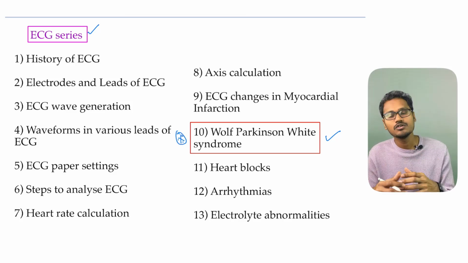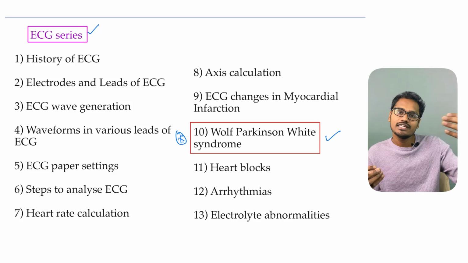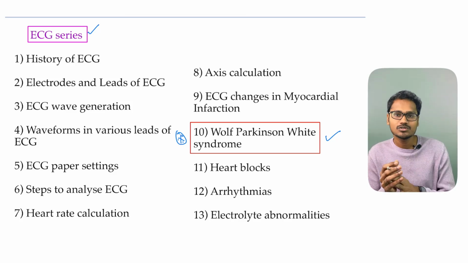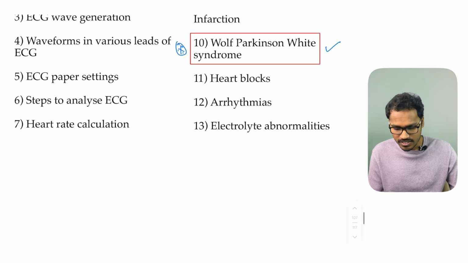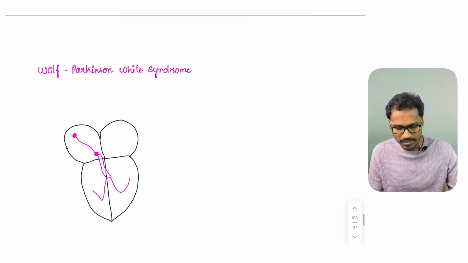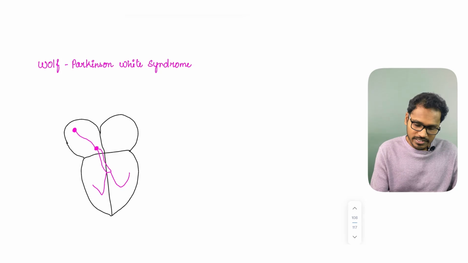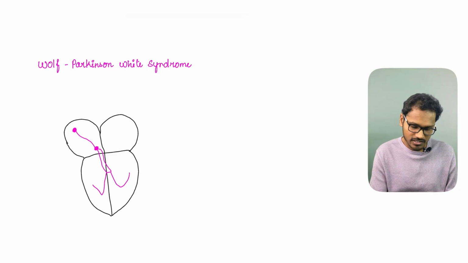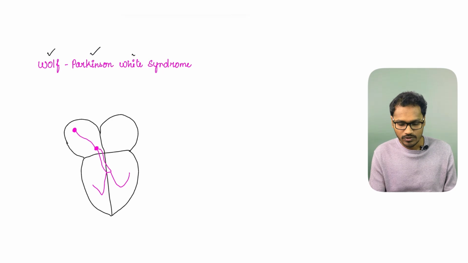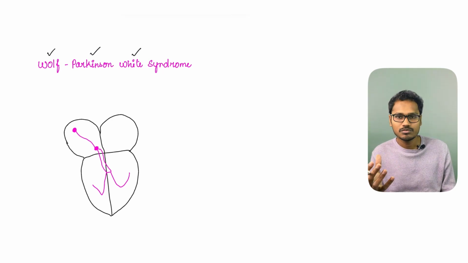So basically, you might not be seeing a case of Wolf-Parkinson-White syndrome in your lifetime, but still the ECG findings themselves are very classical. And since we have already done a lot of our basics, this will be easier to understand. So let's try to understand what happens in this syndrome. It was named after three scientists who contributed together to identifying it: Wolf, Parkinson and White.